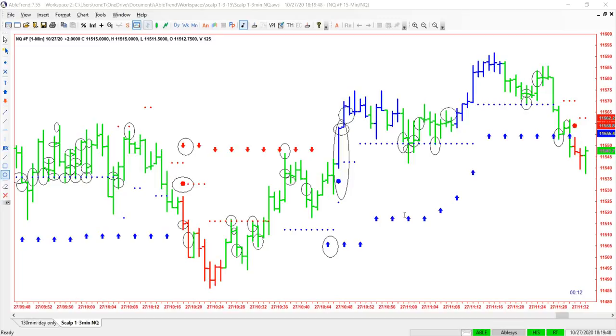And by the way, the 130-minute daily chart is only for trading stocks. Stocks only, not futures, not Forex. Stocks only.